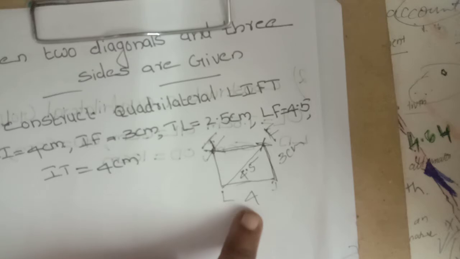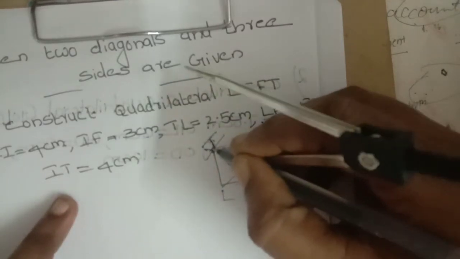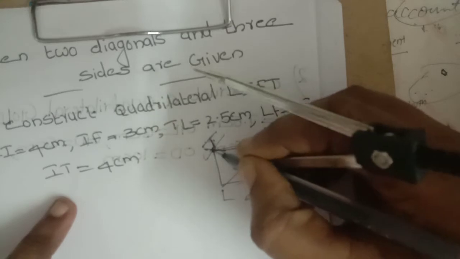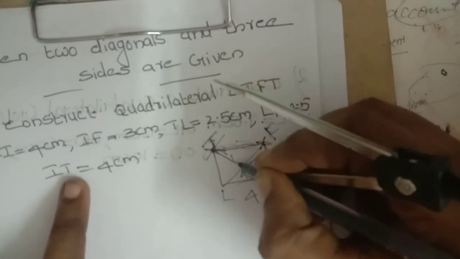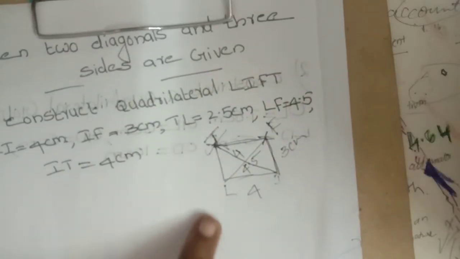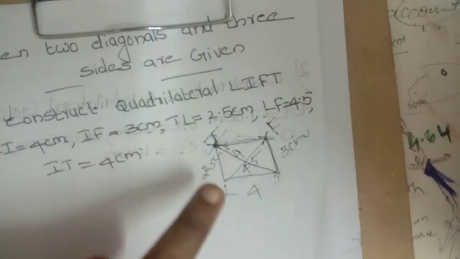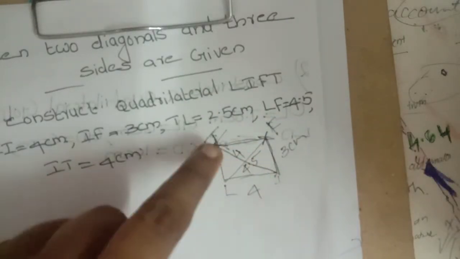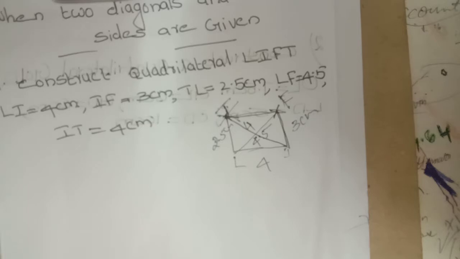This is the rough sketch. Here L to T and I to T are joined. IT value is 4 centimeter, and LT value is how much? 2.5 centimeter. See here, 2 diagonals and the remaining 3 side values are given in this way.